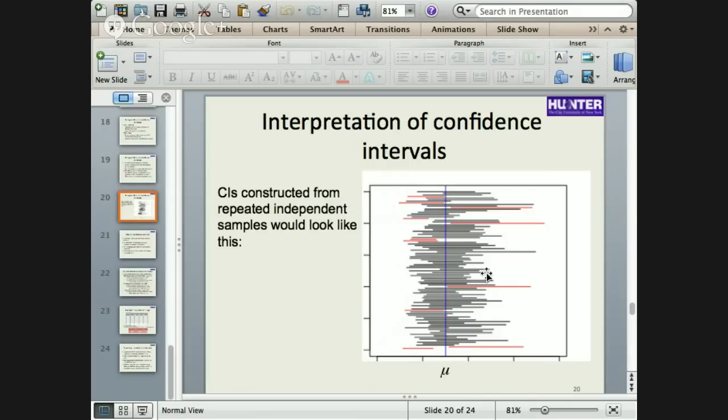Of course, if you have exactly 20, then it might not be 19 of them. It might be 18, it might be 20. But if it were like 20,000 of them, then 19,000 of them, pretty close, would contain the correct population mean.